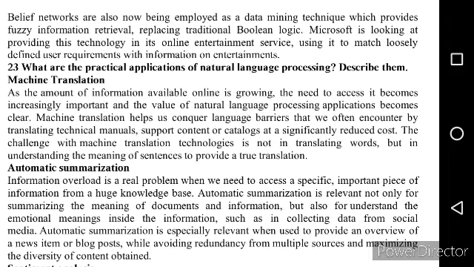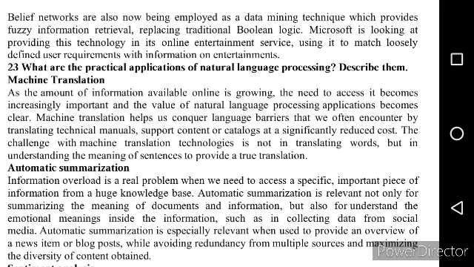Machine translation technology is not just translating words but understanding the meaning of the sentences to provide a true translation. Automatic summarization. Information overload is a real problem when we need to access a specific important piece of information from a huge knowledge base. Automatic summarization is relevant not only for summarizing the meaning of documents and information, but especially when used to provide an overview of a news item or blog post while avoiding redundancy from multiple sources and maximizing the diversity of content obtained.